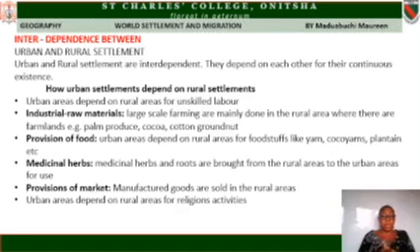Three, provision of food. Urban areas depend on rural areas for foodstuffs like yam, plantain, etc. Four, medicinal herbs. Medicinal herbs and roots are brought from rural areas to the urban areas for use. Five, provision of market. Manufactured goods are sold in rural areas. Six, urban areas depend on rural areas for religious activity like New Year festival and others.